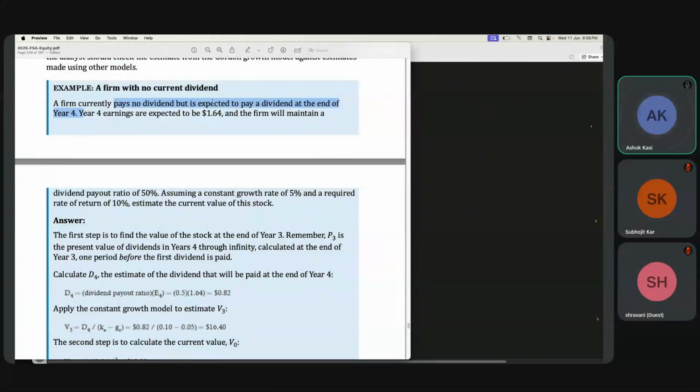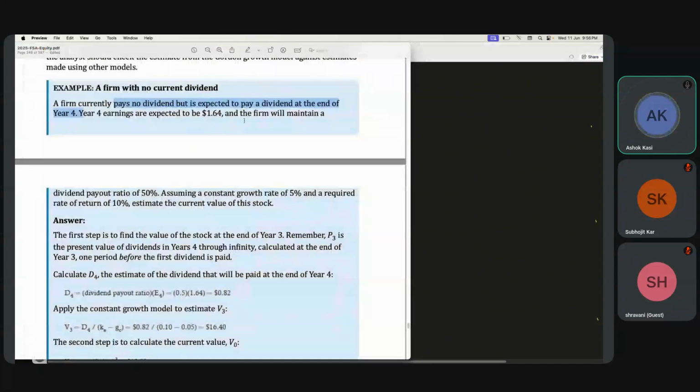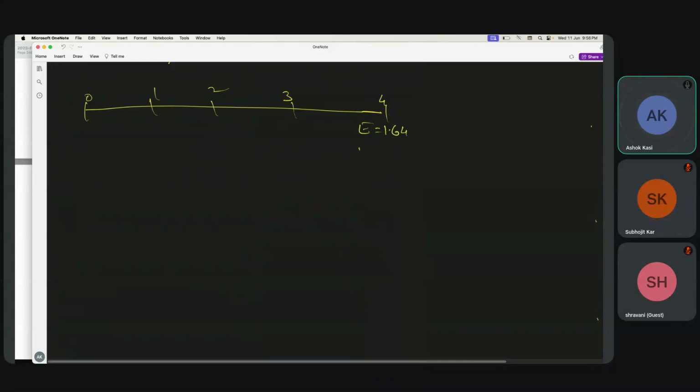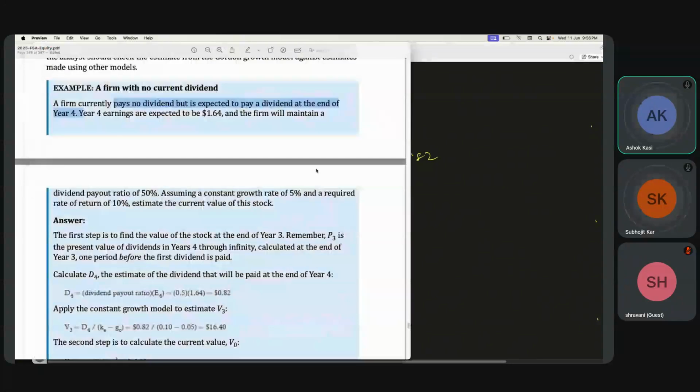The firm currently pays no dividend but is expected to pay a dividend at the end of the 4th year. Year 4 earnings are expected to be 1.64. And the firm will maintain a dividend payout ratio of 50 percentage. So therefore, dividend paid will be how much? 50 percentage of this. 1.64 into 50 percentage, 0.82.